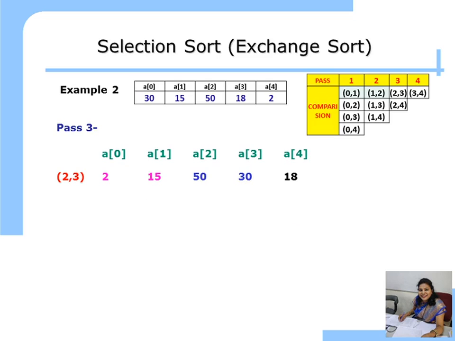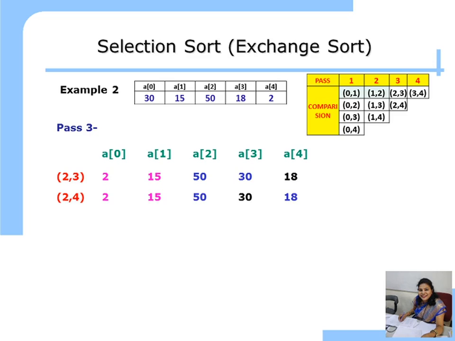Pass 3 input is the output of pass 2. So now we have 2, 15 sorted and 50, 30, 18 unsorted. Let us start the comparison. Pass 3 has two comparisons. The first comparison is between the second and third location. What is present at the second location? 50. What is present at the third location? 30. Is 50 greater than 30? Yes. So we will swap it. We will swap 50 and 30. After swapping you will get the list 2, 15, 30, 50, 18.